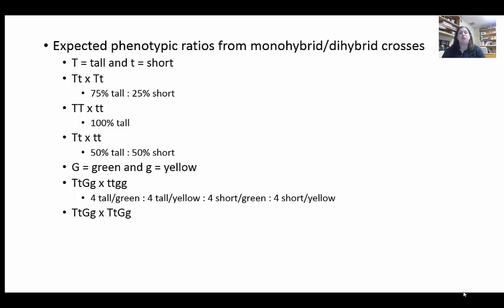Now, what about this one where you cross 2 heterozygotes? This one is very similar to one of the examples in your genetics problems. This one gives you a weird ratio. This is 9 tall and green, 3 tall and yellow, 3 short and green, and 1 short and yellow. So this gives you a unique 9-to-3 to 3-to-1 ratio.